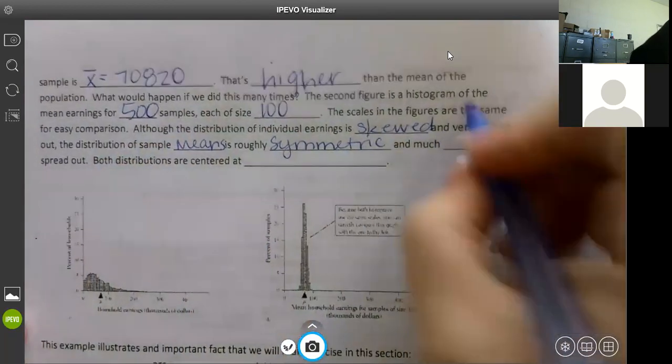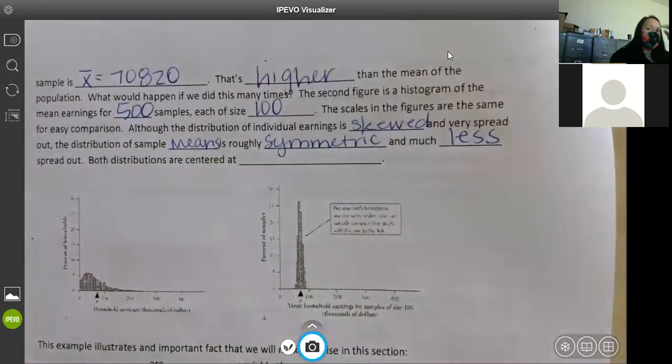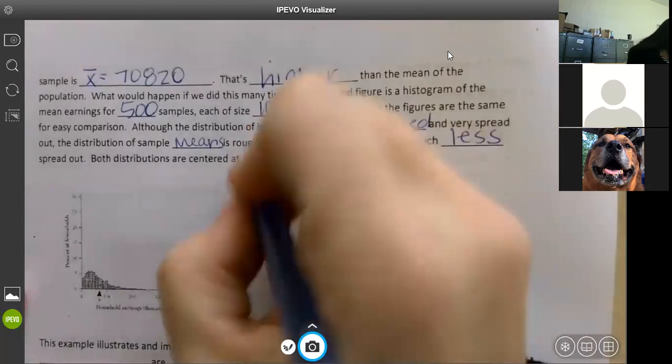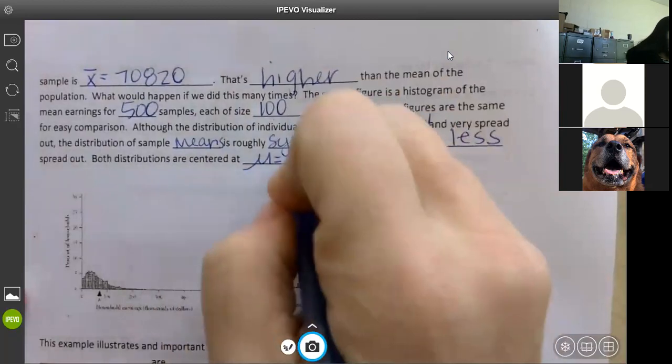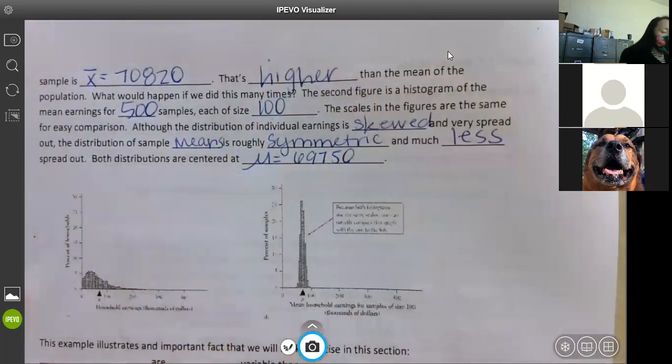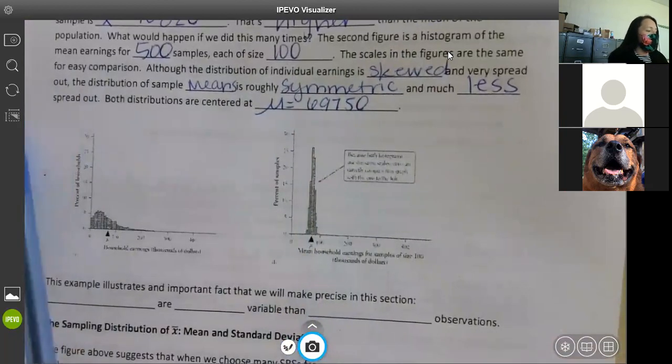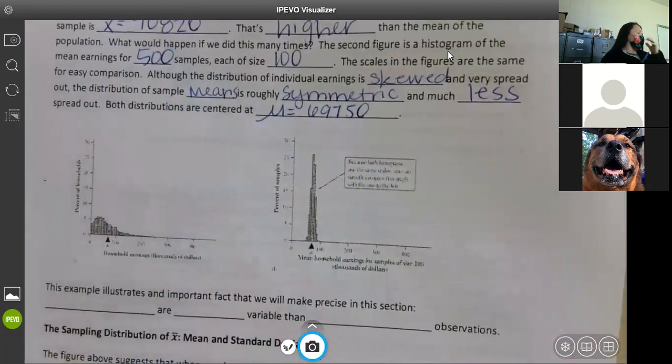And much less spread out. Why is that? What's our rule? Bigger sample. And the more samples we take, the less variation. Same thing. All right. So both distributions are centered at mu equals 69,750. So once we took that 500, it pulled that mean from the first one we got to the 70,820. It centers it up on that actual population. So the more we take, the more it's going to be close to that population.